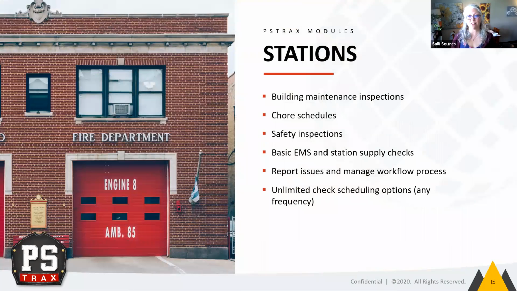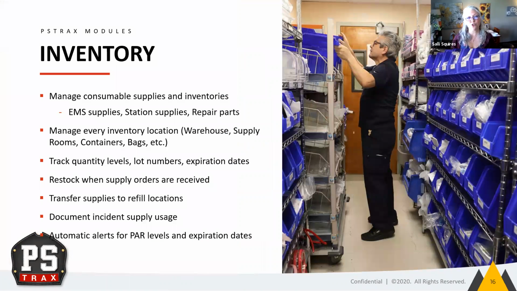Station module, basically you can track your basic EMS supplies, station checks, station supplies within there. And then our inventory module, you're able to manage your consumables, those medications that are expiring, N95 masks, gloves, gowns, all of those things can be tracked underneath the inventory module. You can transfer your supplies and refill locations, document incident supply usage, automatically track your par levels, and reorder from your vendors.